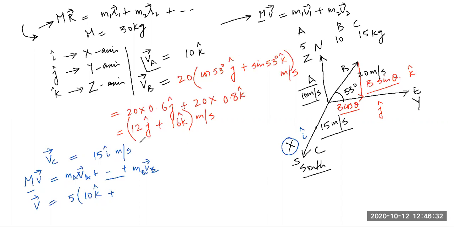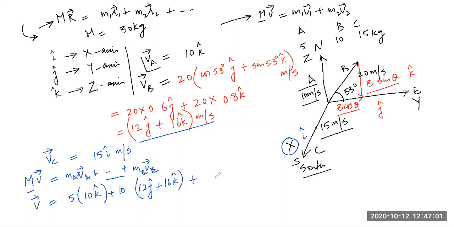Plus, tell me what is the VB vector? You have already found out the expression. Just tell me. Yes, Ishma, what is VB? 12 J cap plus 16 K cap meter per second. Into 12J cap plus 16K cap into the corresponding mass. What is the mass of B? 10 kg.